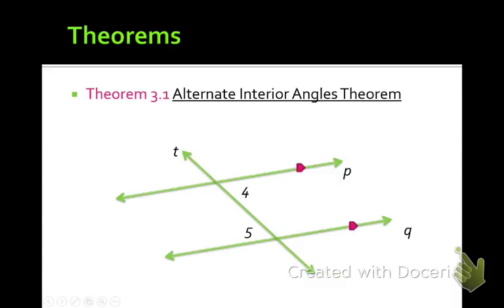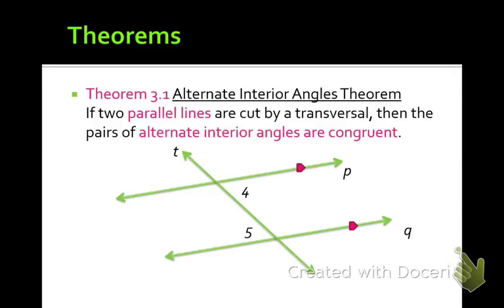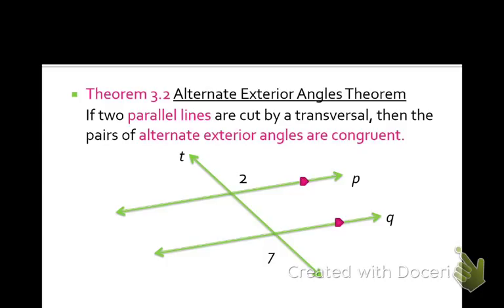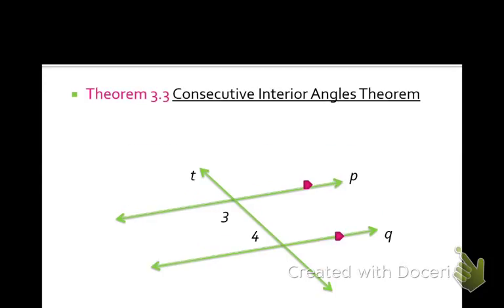Okay, now, other angles. Alternate interior angles. What happens if these two lines are parallel? Turns out they're congruent as well. Okay? If two parallel lines are cut by a transversal, then the pairs of alternate interior angles are congruent. This is the alternate interior angles theorem. Okay? So here, angle 4 and 5 are going to be congruent. Alternate exterior angles are also congruent. Okay? You find alternate exterior angles, your two lines are parallel, and these guys are going to be congruent. So here, angle 2 and angle 7 are going to be congruent.